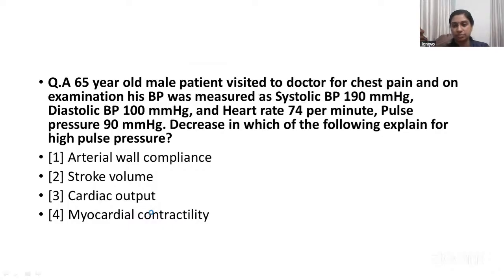The options are arterial wall compliance, stroke volume, cardiac output, myocardial contractility. What's the answer here? Here the pulse pressure is widened. Normal pulse pressure is about 40 mm of mercury, but here it is 90, and both systolic and diastolic BP are elevated. So what is the reason for this high pulse pressure? The answer is arterial wall compliance.